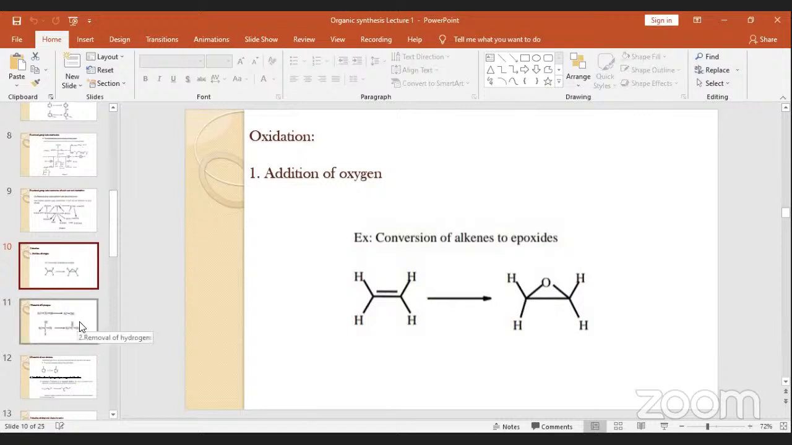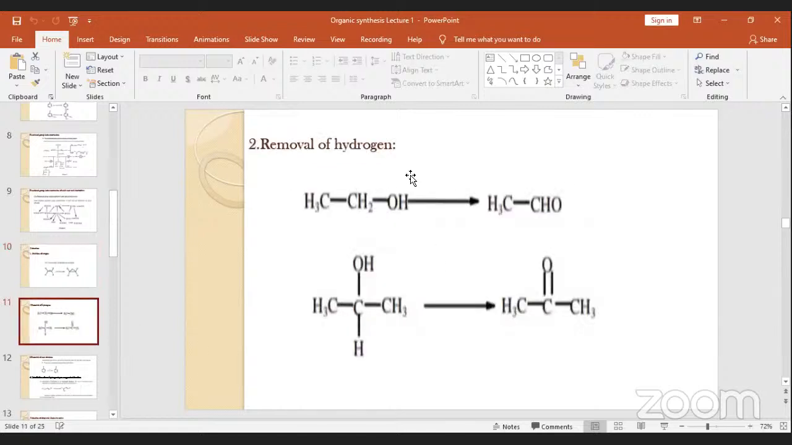Another type of oxidation reaction is removal of hydrogen. See, ethyl alcohol is converted to acetaldehyde. What is happening here? One hydrogen from here, one hydrogen from here is going, and a double bond is formed to give you CHO. So removal of hydrogen from a molecule is also an oxidation reaction. Similarly, you see here, 2-propanol: one hydrogen is going from here and one hydrogen from here. So it is a dehydrogenation reaction, removal of hydrogen. What do you get? Acetone. So conversion of isopropanol to acetone, like conversion of ethyl alcohol to acetaldehyde, is an oxidation reaction.